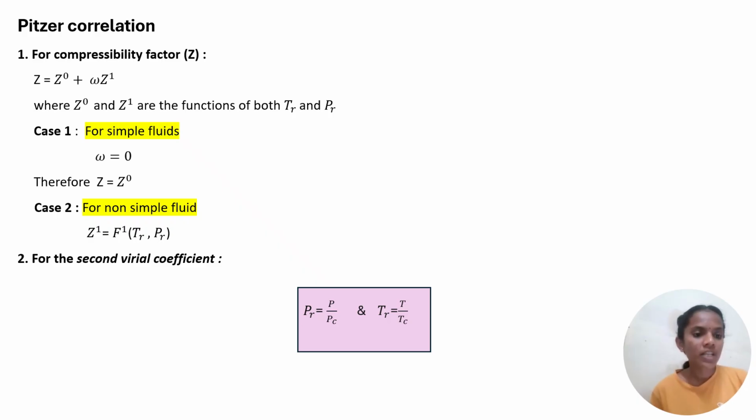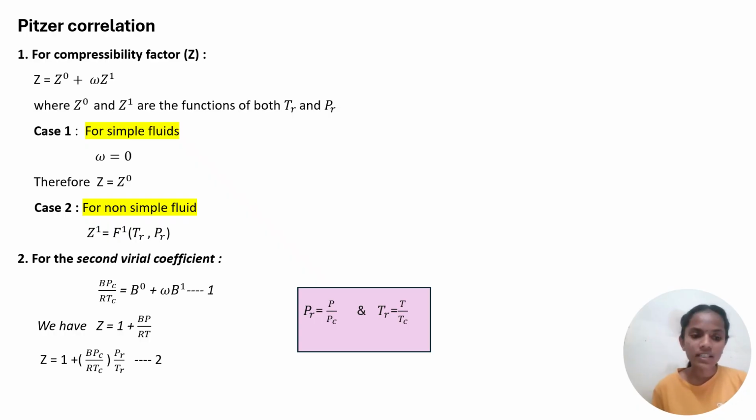Z to the power 1 is a function of reduced temperature and reduced pressure. For the second virial coefficient, the Pitzer correlation is BPC divided by RTC is equal to B to the power 0 plus omega into B to the power 1. Let's consider this equation as 1. Now we have the equation Z is equal to 1 plus BP divided by RT. From reduced pressure, we will get P, and from reduced temperature, we will get the value of T. By substituting those values in Z, we get Z is equal to 1 plus BPC divided by RTC into PR divided by TR. Let's consider this as equation 2.